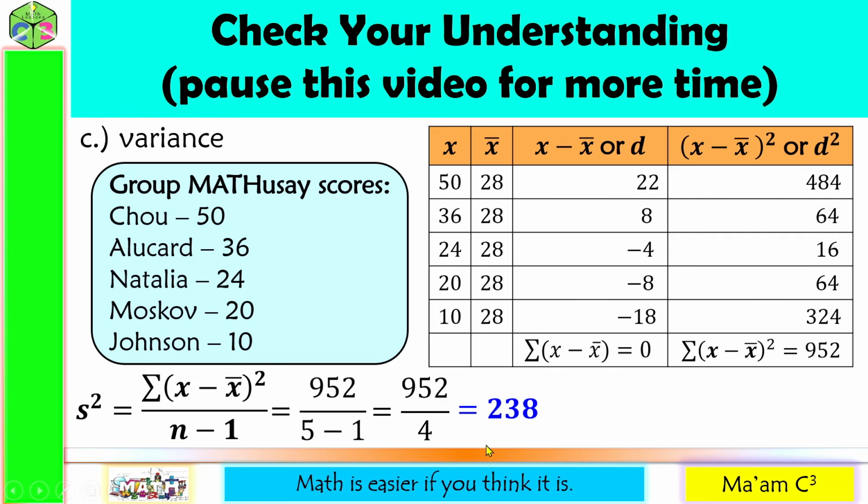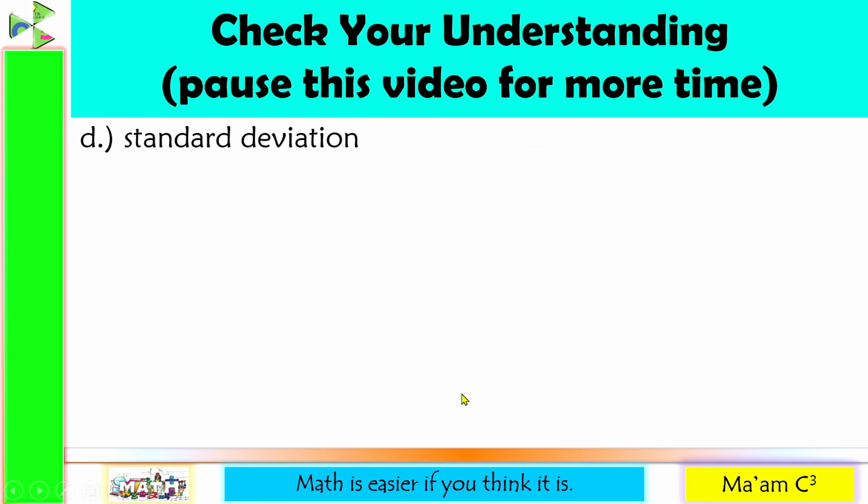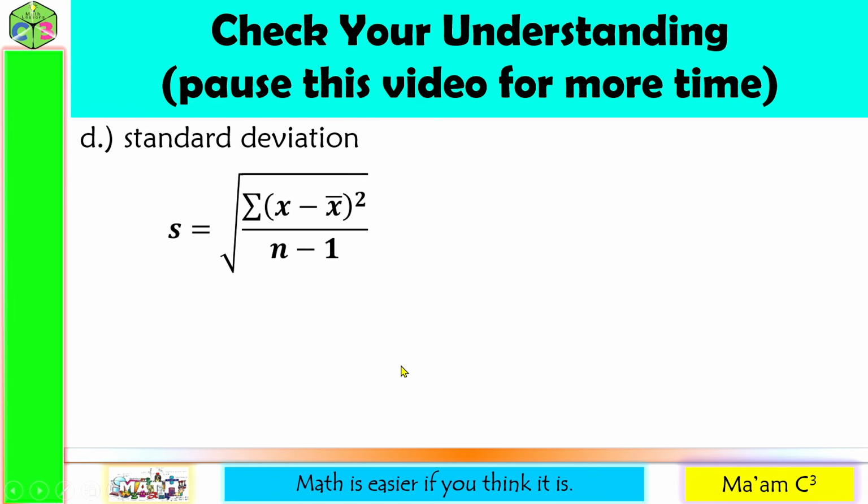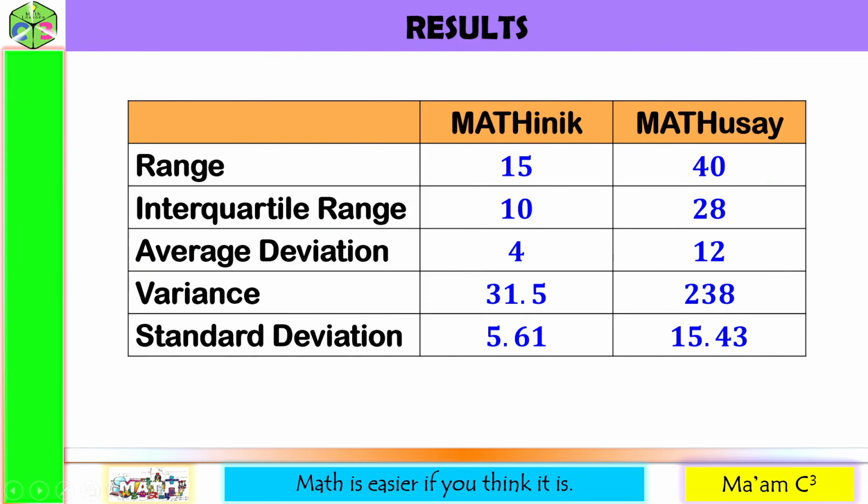Last one is the standard deviation. And once again, this is just the square root of the variance. We have computed for the variance a while ago, and it is equal to 238. Let us get the square root of this. The square root of 238 is 15.43.